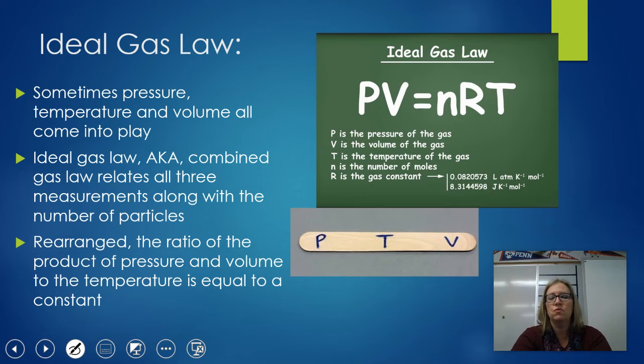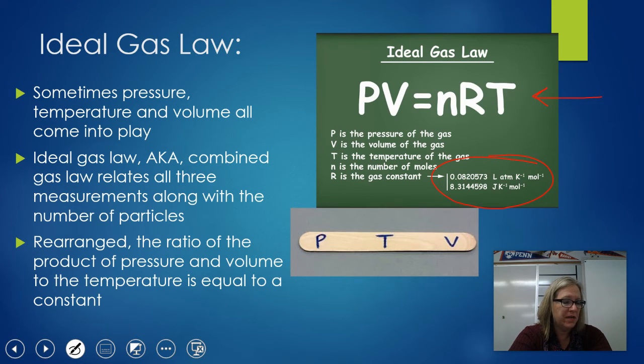So we could put all these three things together in something known as the ideal gas law, okay? So sometimes the pressure, the temperature, and the volume are all interacting at the same time. This ideal gas law is also known as the combined gas law because it combines all three. This is the common way it's written. You've got pressure and volume on one side of the equal sign. You've got N, which is the number of particles. Again, we're not going to really talk about that much. You've got R, which is a constant. It's known as the gas constant. We're also not going to talk about that very much. And then T is temperature, okay?